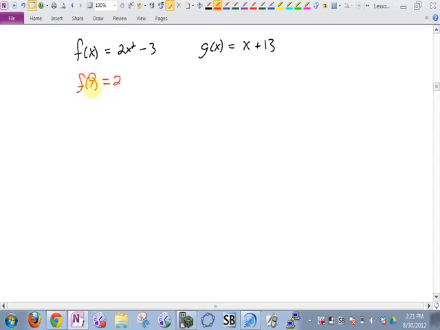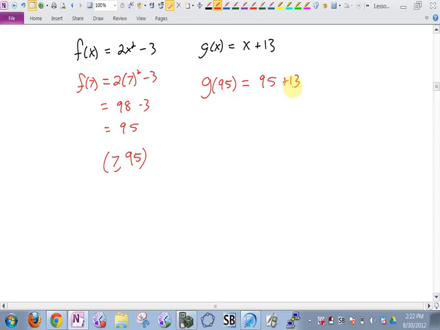Plug it in. F of 7. 2 times 7 squared minus 3. That's 2 times 49, 98 minus 3. So this outputs 95. So that is the ordered pair. Input 7, output 95. If these are truly inverses, then what should happen? If I plug 95 into G, what should it output? And it definitely does not. So they're not inverses. One single example is enough to prove that they are not inverses of each other. Just one. We call it a counterexample. That is a proof by counterexample.